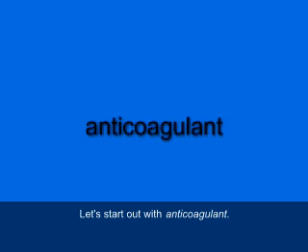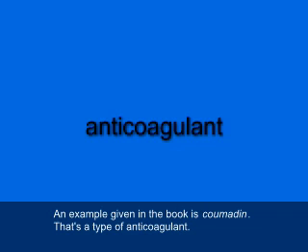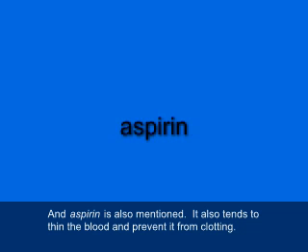Anticoagulant. An anticoagulant stops clotting. That is, it's a preventative to prevent blood clots. An example given in the book is coumadin. That's a type of anticoagulant. And aspirin is also mentioned. It also tends to thin the blood and prevent it from clotting.